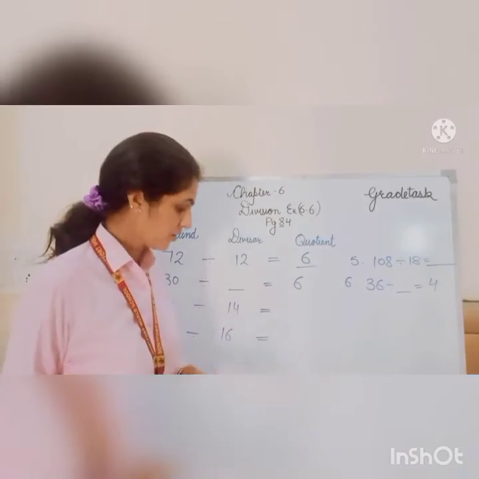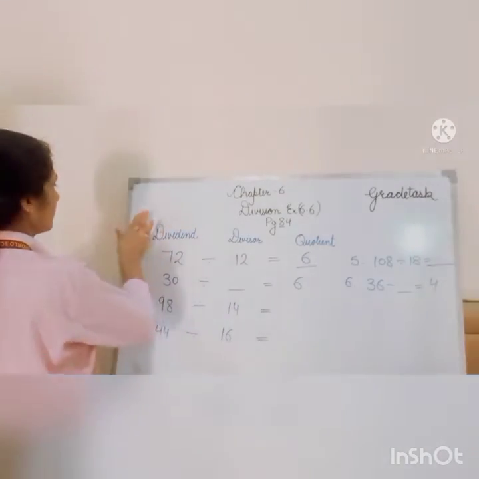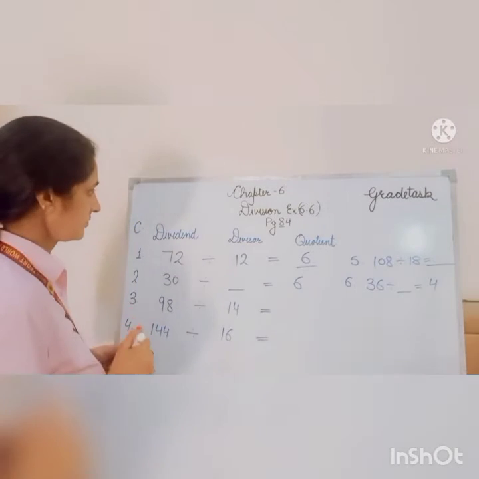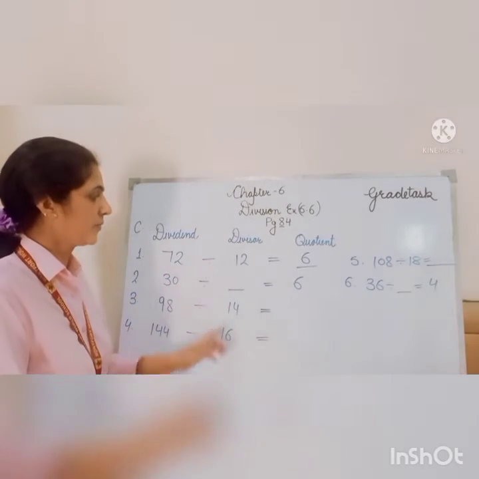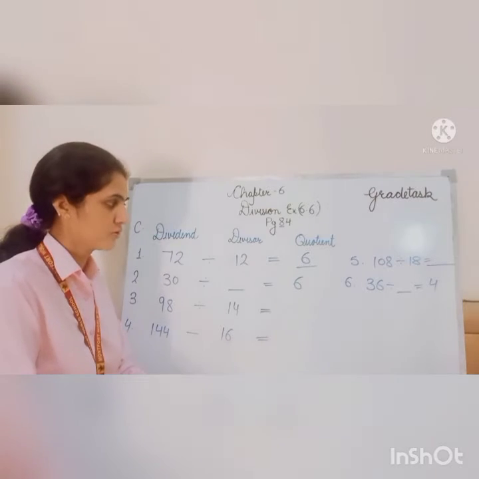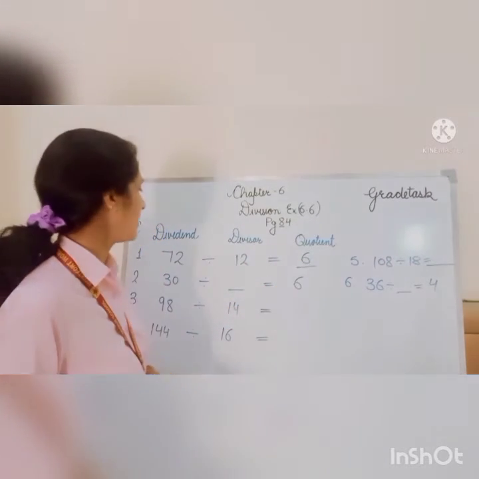72. Okay, now see students, this is the C part. Complete the following table. Dividend, divisor, quotient. 72 when divided by 12, you have to see in the 12 table where you are getting 72. So 12 6s are, sorry. So 6 will be your answer.